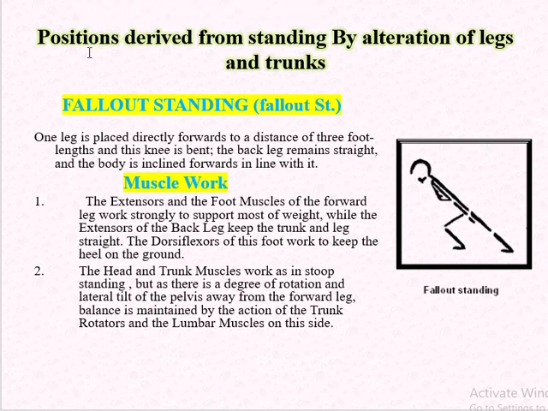Now we discuss positions derived from standing by alteration of legs and trunk. Forward standing. In this position, we modify the legs position in combination with the trunk. One leg is placed directly forward to a distance of 3 feet length and this knee is bent. The back leg remains straight and the body is inclined forward in line with it.